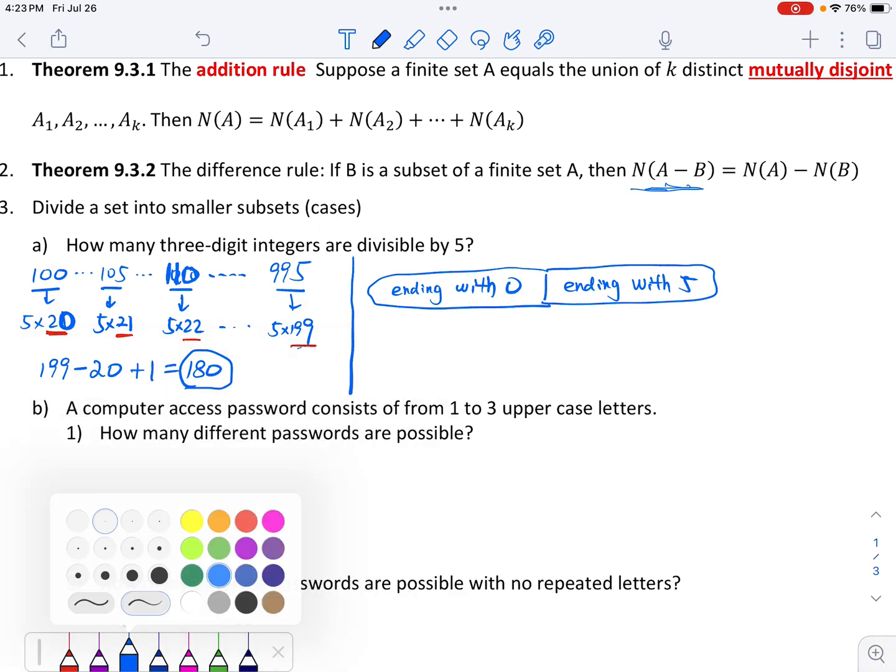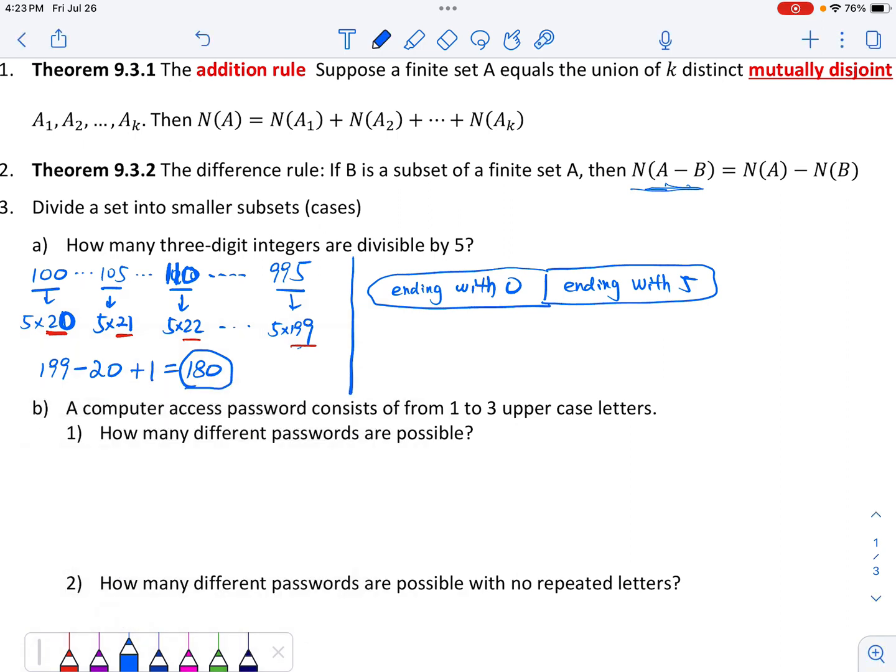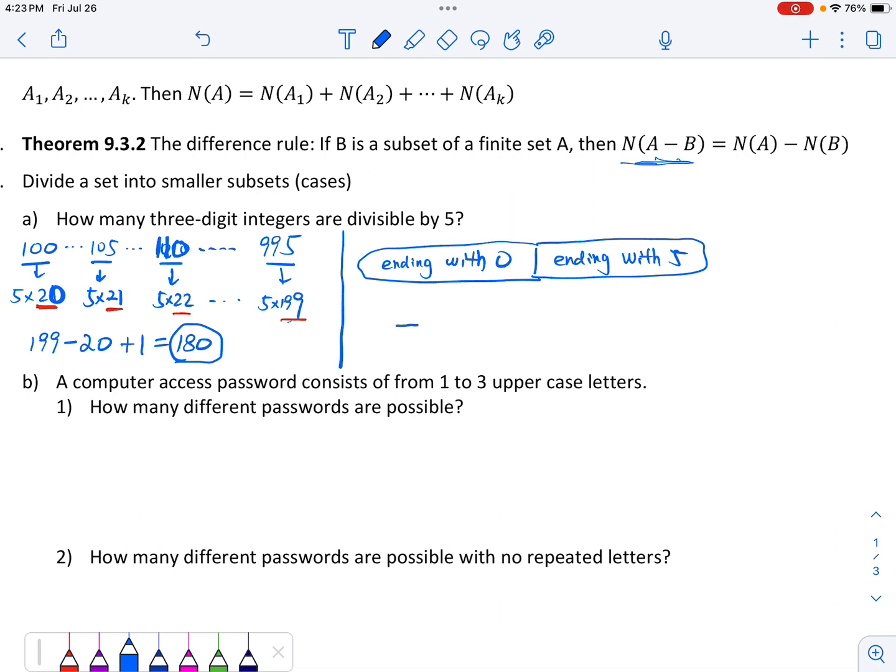So how do we count the 3-digit integers that are divisible by 5? We are going to do a little counting. Ending with 0 means the very last digit has to be 0. So therefore, you have only one way to do that. You just choose 0. Only one way to do that.